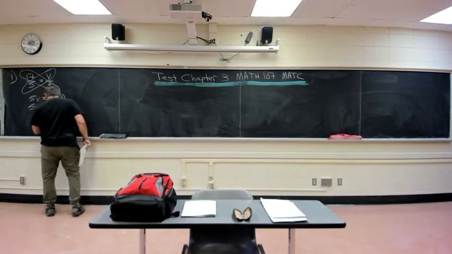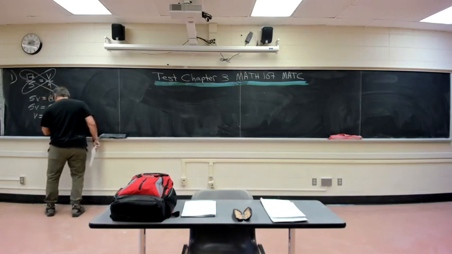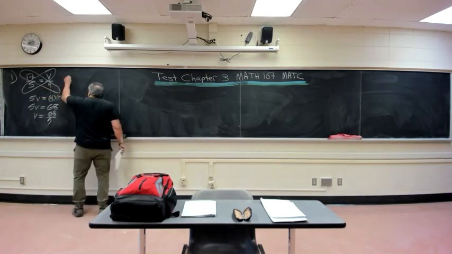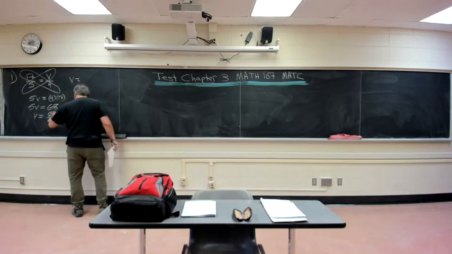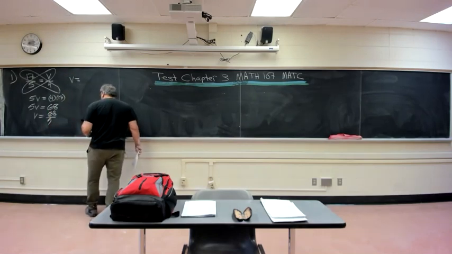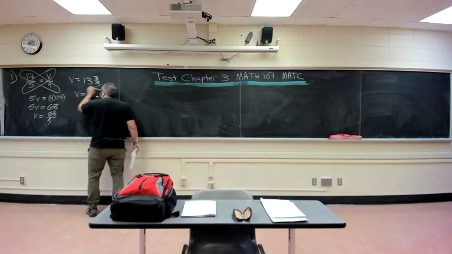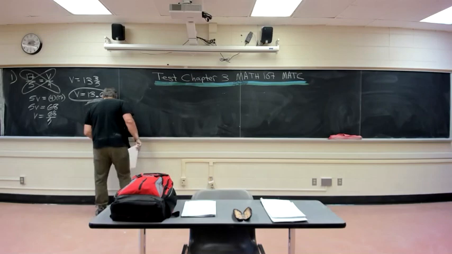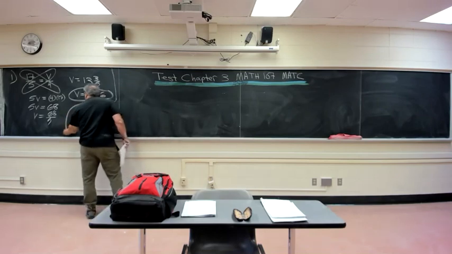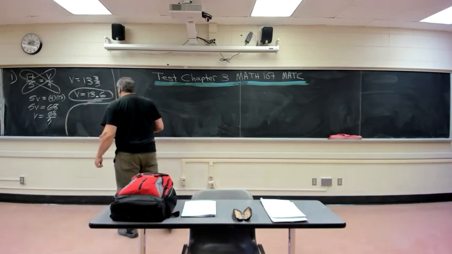Divide by 5 on each side, and we're here. V is equal to, 5 goes into 68 13 times with 3 left over. And there we go. And that's number 1, you guys.